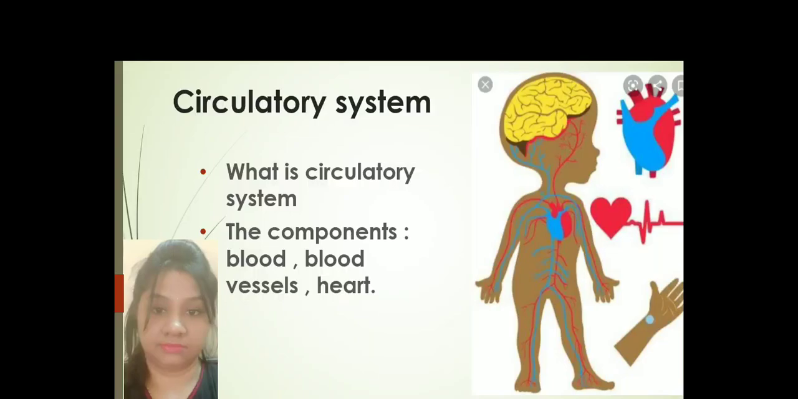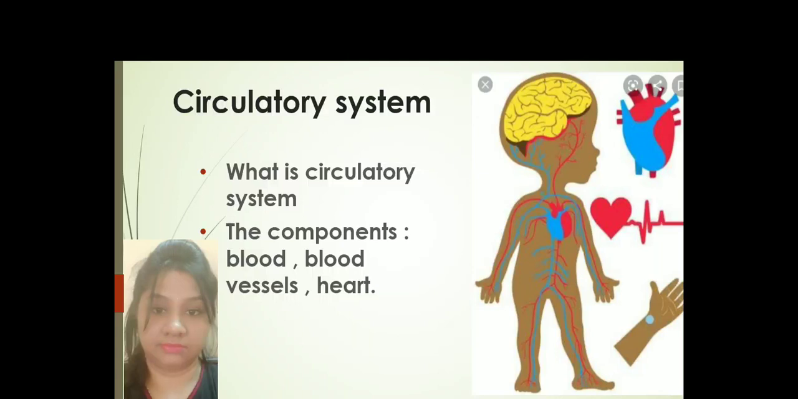Hello children, today we'll discuss the circulatory system. Before we start, you should know what the circulatory system is. Here I am showing you a picture of a child. You can see the picture of the heart.